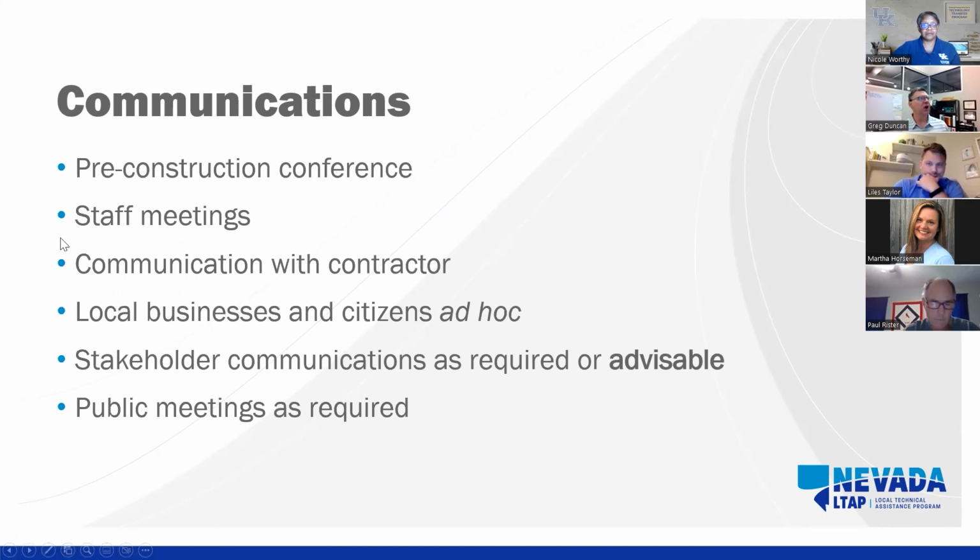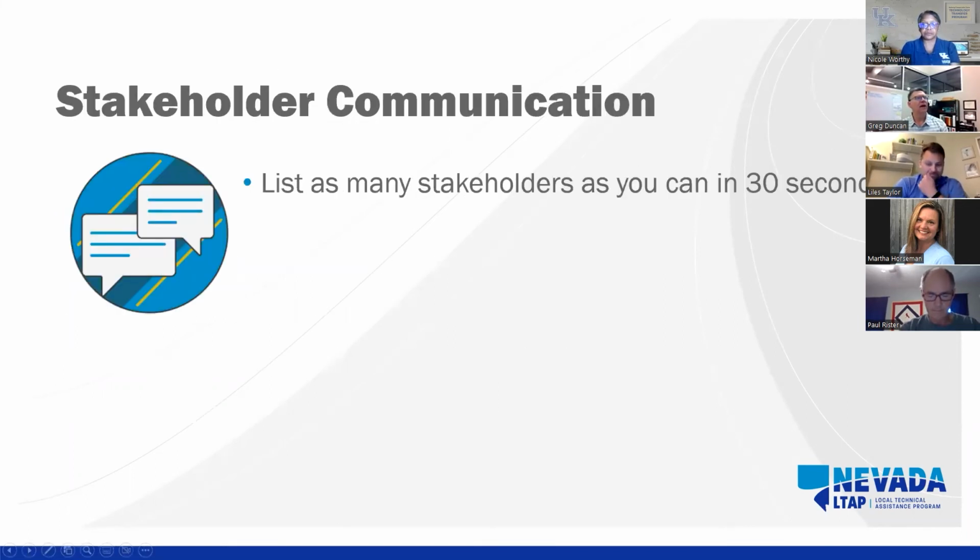Communications can be done through that pre-construction conference, also through staff meetings, often frequent communication with the contractor. The first communication that you have with someone on that project should not be when you have a problem. Trying to establish a working relationship, not only with the contractor, but the local businesses and citizens across the spectrum there. Stakeholder communications are advisable, providing updates to your board, commission, those areas. And public meetings as required. Those may be a part of your contract depending on how many instances you have there, or what the incentives are, what the risk is.